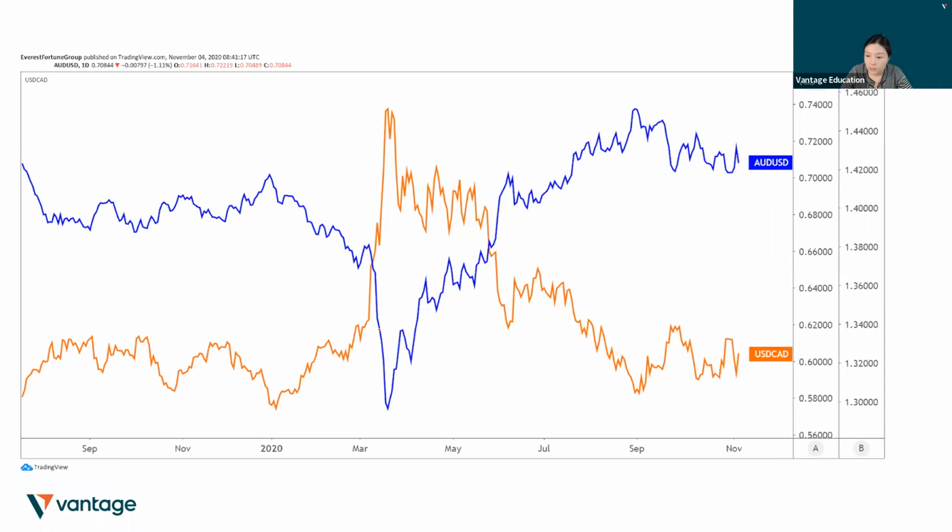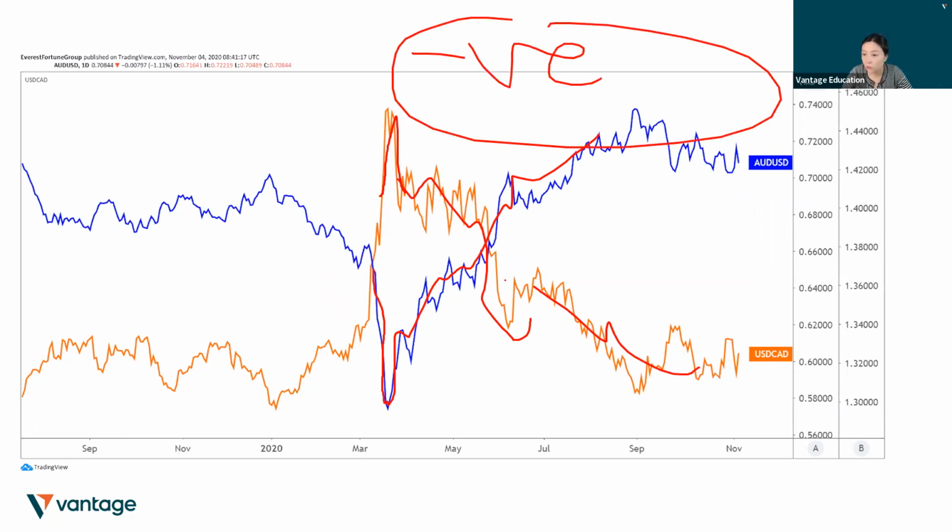So when my prices go up here, you can see that my prices of my AUD USD actually come down here. So as it's going up, my USD CAD comes down, correct? So this is negatively correlated. I wouldn't say this is very strongly negatively correlated. Later, I'll show you some that are very, very negatively correlated, but this is quite negatively correlated, maybe a 0.8.